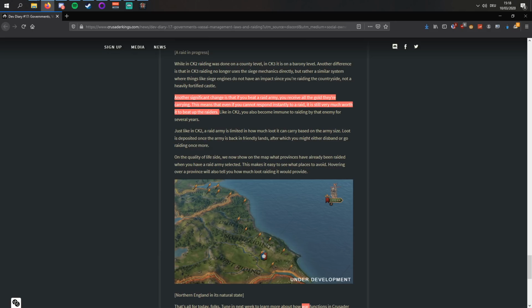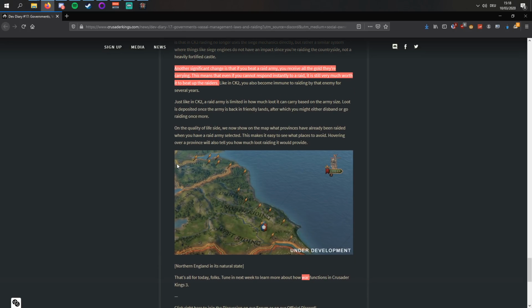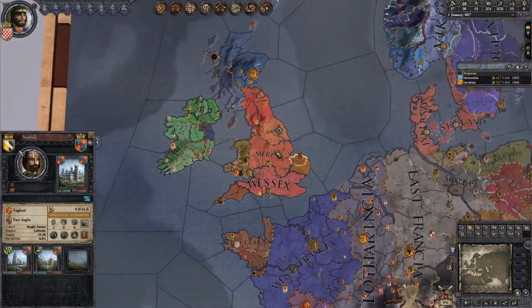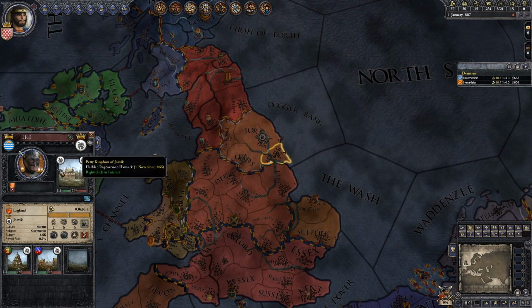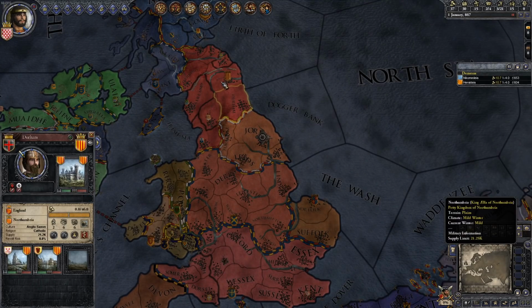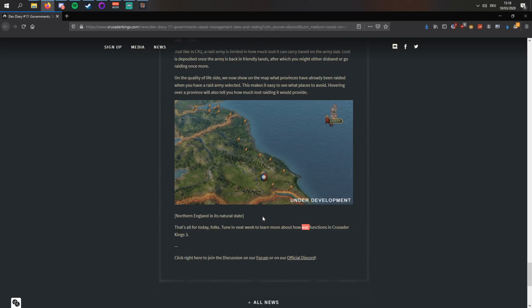On the quality of life side, we now show on the map what provinces have already been raided when you have a raid army selected. This makes it easy to see what places to avoid. Hovering over a province will also tell you how much loot raiding it will provide. Huge. Until now, we would always have to look at the buildings, look at either the image or the modifiers. No longer is that necessary.